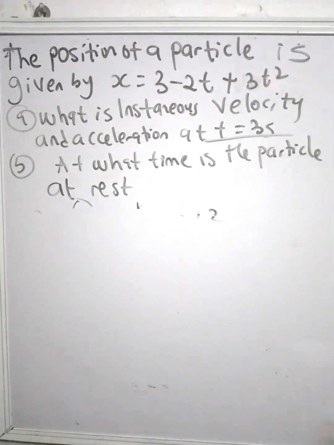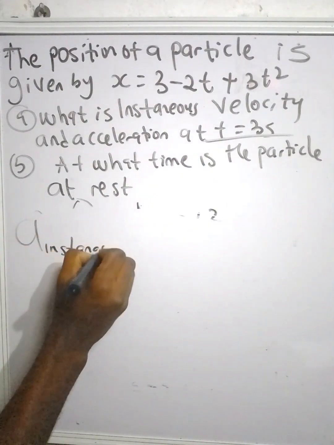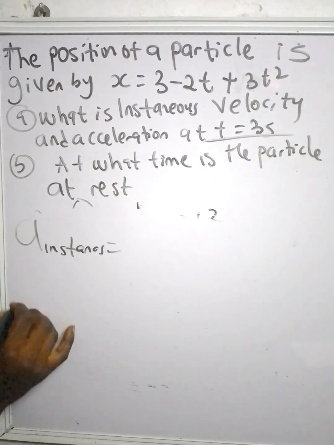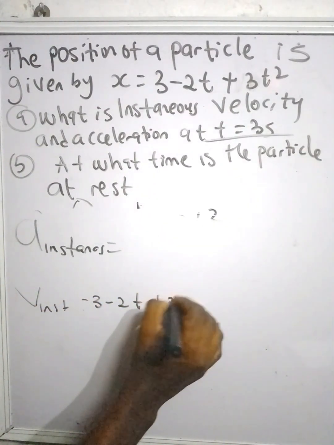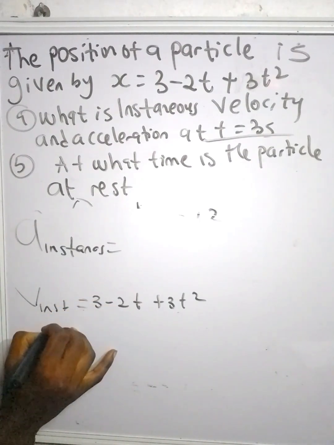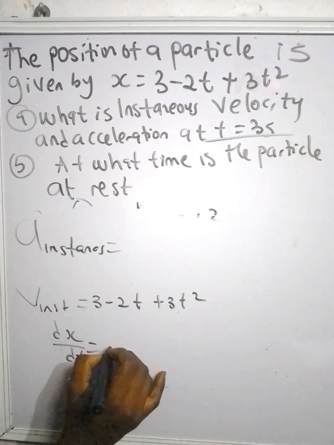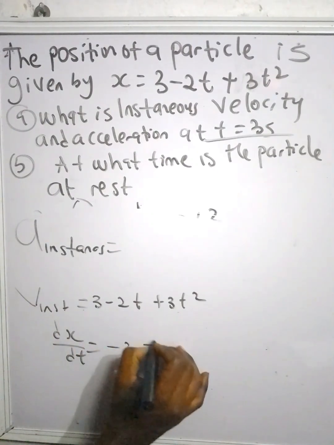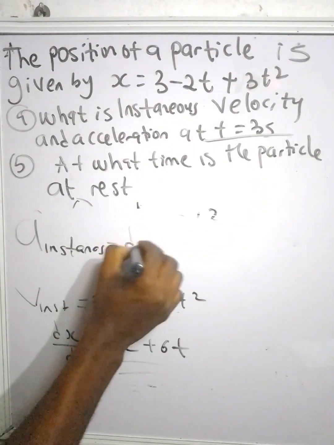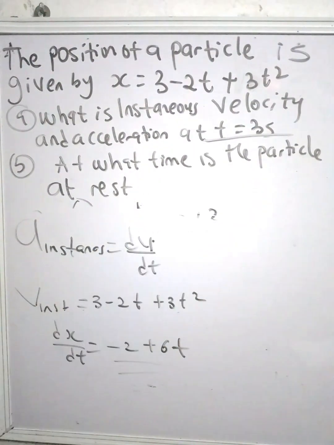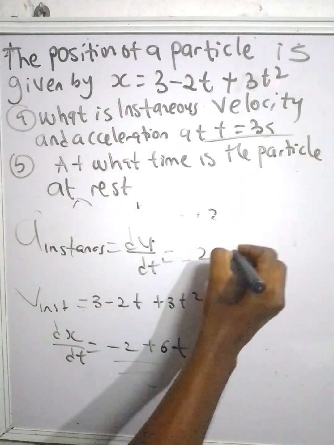Now, to do our instantaneous acceleration, everybody knows that our instantaneous v is 3 minus 2t plus 3t squared. Now when I differentiated my instantaneous v, it gave me 0, minus 2 plus 6t. Now if I want to differentiate this again, because I'll be doing dv over dt, since acceleration is velocity over time, that means I need to differentiate minus 2 plus 6t.